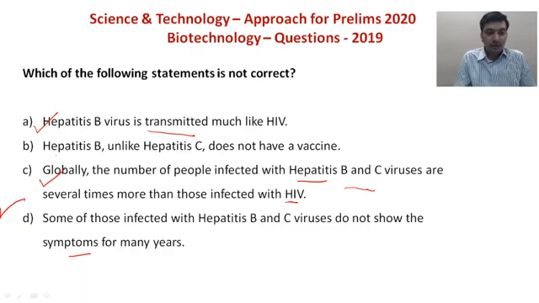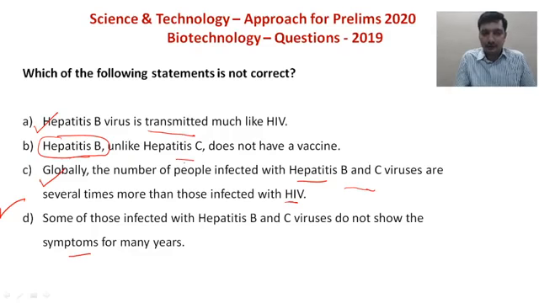Then we are left with option B: hepatitis B, unlike hepatitis C, doesn't have a vaccine. I'm sure you have all heard about this. Like hepatitis A, for hepatitis B we have vaccines. If you have read about the Mission Indradhanush program, which was also asked in the previous year's exams, we have a hepatitis B vaccine as part of Mission Indradhanush, as part of the universal immunization program. But as such, there is no vaccine for hepatitis C.